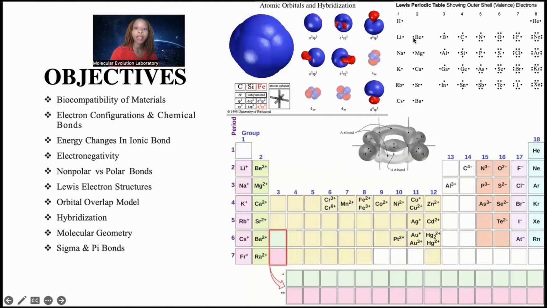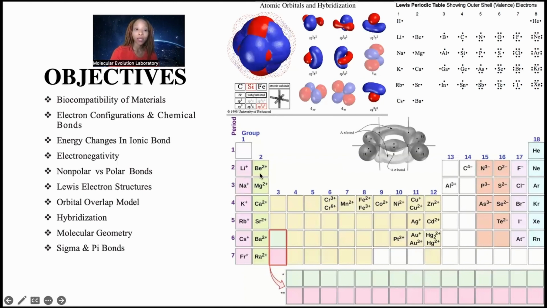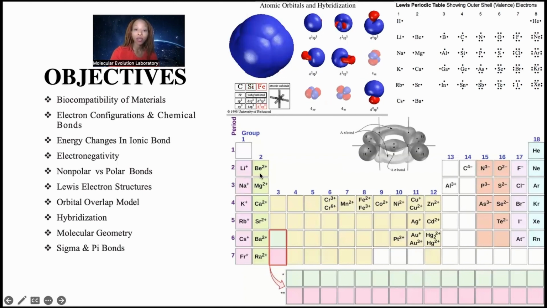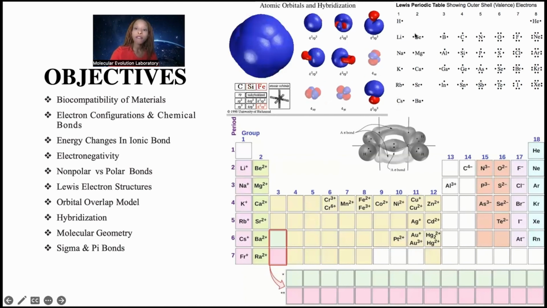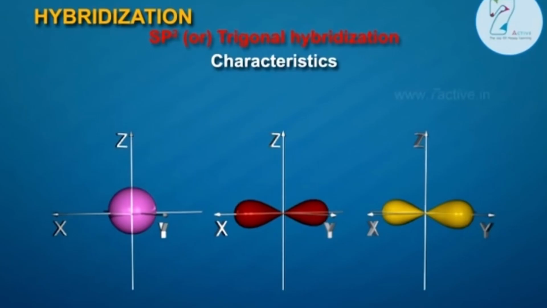Beryllium has 2 valence electrons. It also doesn't satisfy the octet rule, so it basically likes to give away 2. So the number of valence electrons corresponds with the number of bonds they like to form.